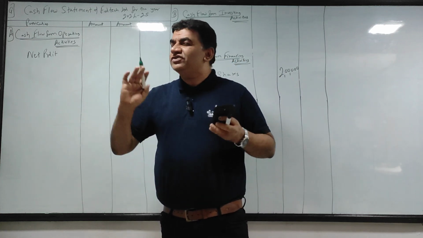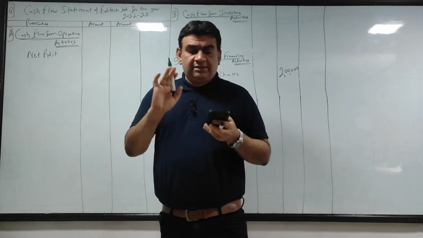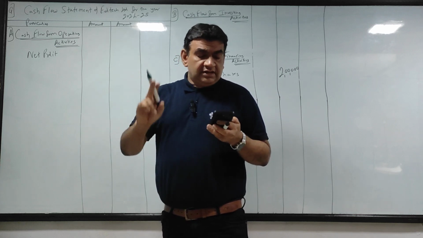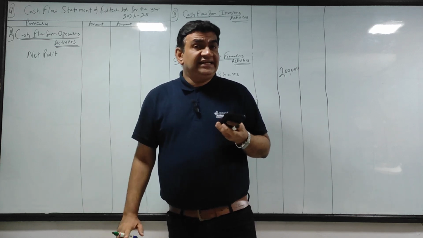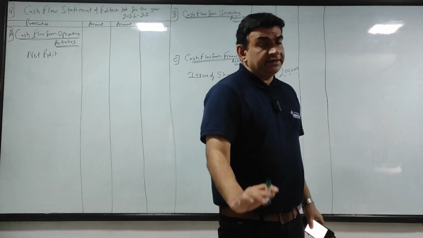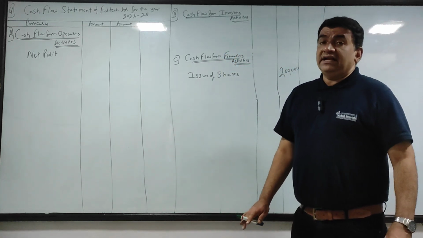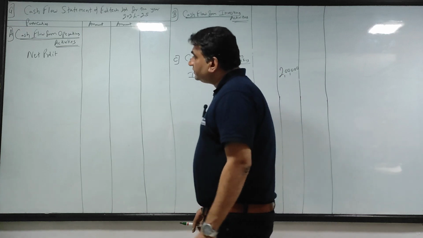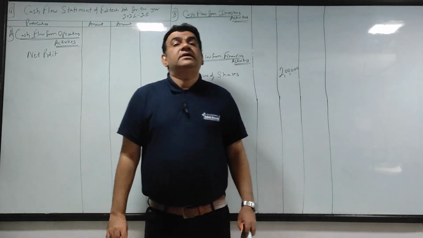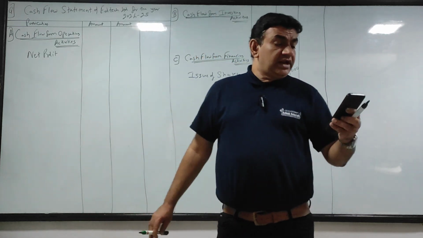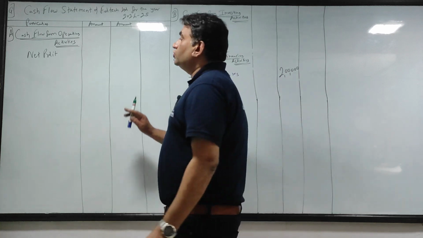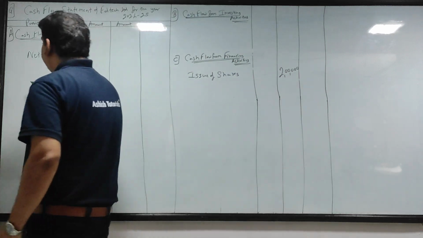Same way here. Of course, for corporates there's a different logic, but I'm not getting into that. Last year's P&L balance was 80, current year's is 150. So my P&L balance has gone up by 70,000. So that will be my net profit.